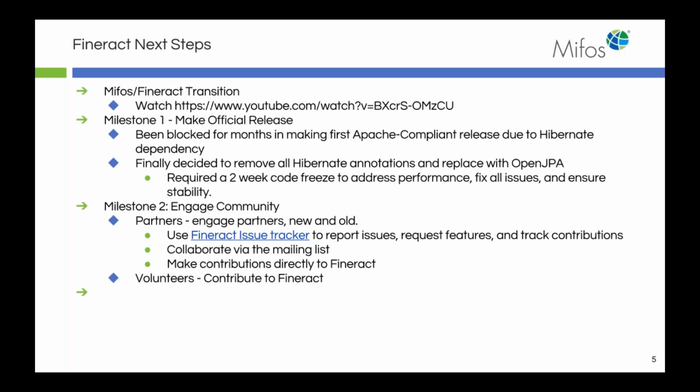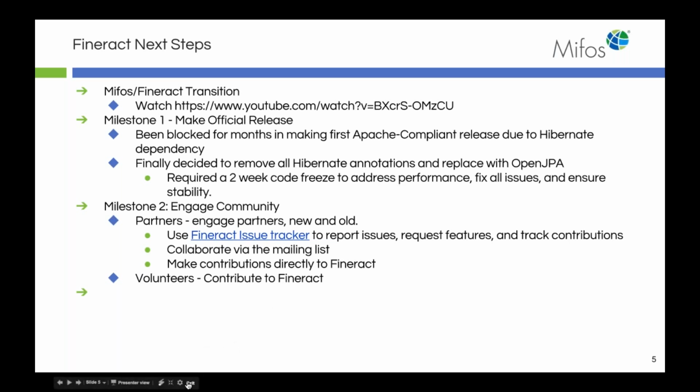So Adi and the team have gotten a fix in place. They're going to go over what those fixes have been. And then soon we'll hopefully be able to make our first Apache compliant release. Once we have that in place, the next major milestone towards graduating to a top-level Apache project is continuing to engage the community. And the community has been doing a great job of asking questions and participating on the mailing list. So we're looking forward to more of that collaboration.